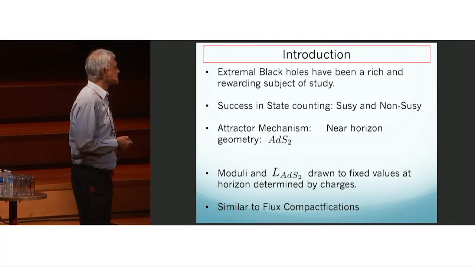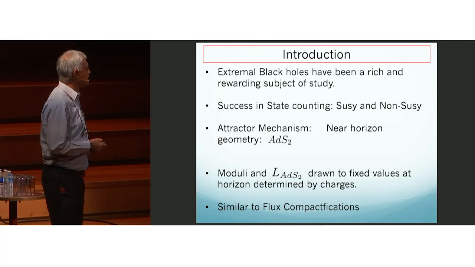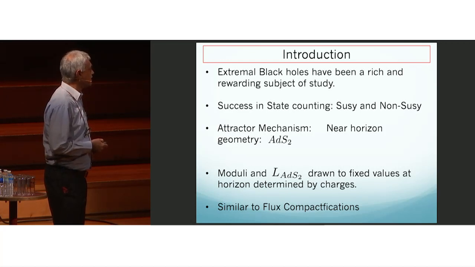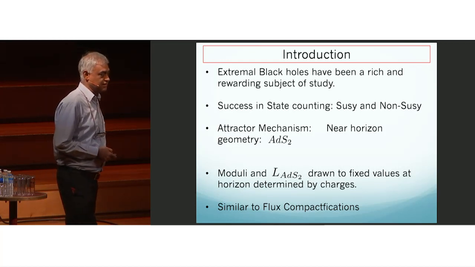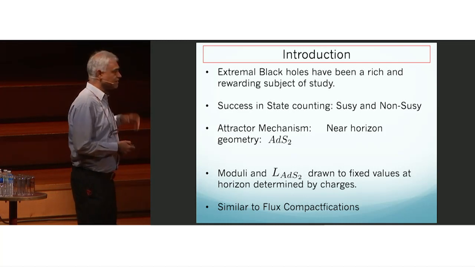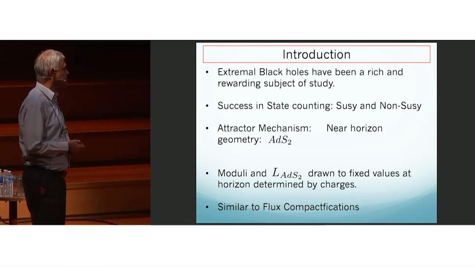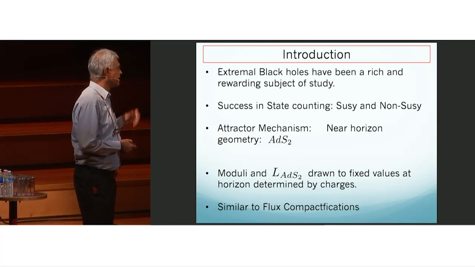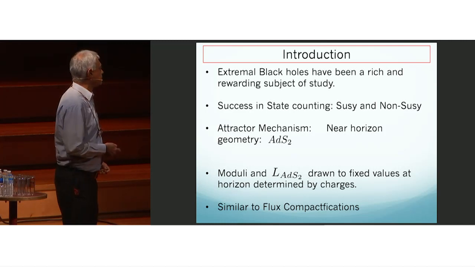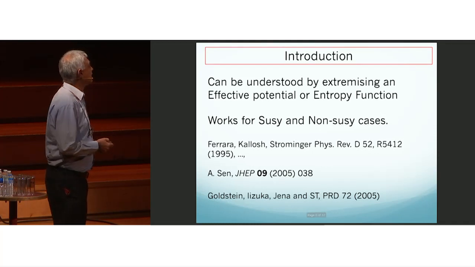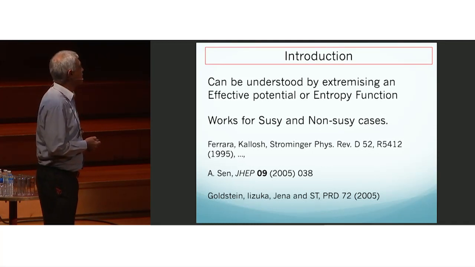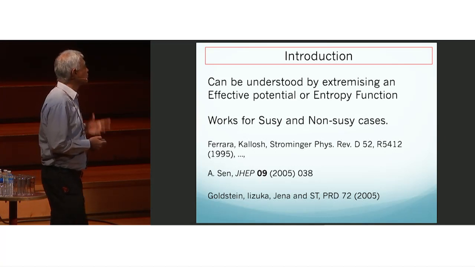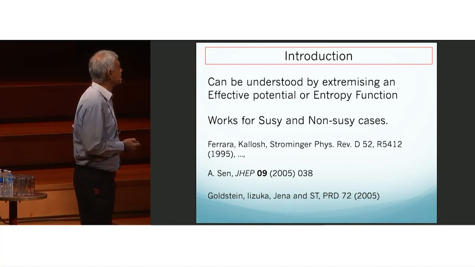So the horizon acts like an attractor. And then, similarly, the radius of the AdS2 is also then determined entirely by the charges. This is analogous to what happens in flux compactifications. The electric and magnetic charges of the black hole give rise to fluxes at the horizon, and those fluxes generate a potential that fixes the moduli and determines the radius of AdS2. This was first understood for supersymmetric black holes, but then found to be true more generally in non-supersymmetric ones as well.